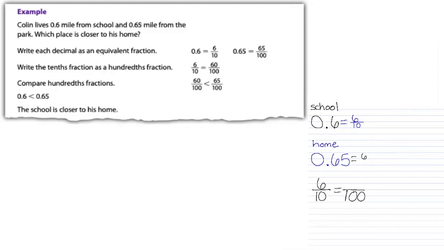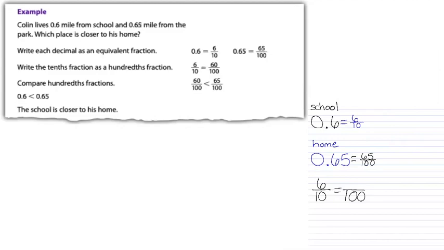The numbers are now our numerator. Because the 5 is sitting in the hundredths spot, you read that as 65/100ths. Our denominator is now 100. So you have 65/100ths in fraction form. It then says to write the tenths fraction as a hundredths fraction. So here I have 6/10, and I need to write it as a hundredths fraction, meaning an equivalent fraction.